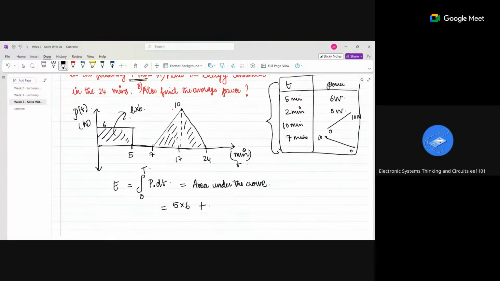Then plus, this is one right angle triangle, right? Half base into height, and for the hypotenuse, use the Pythagoras theorem. Now you can try it by yourself. So the area will be 115. Give the answer in joules. Convert the minutes into seconds. Give the answer in joules. Okay, ma'am.